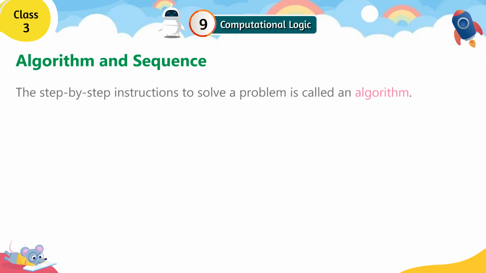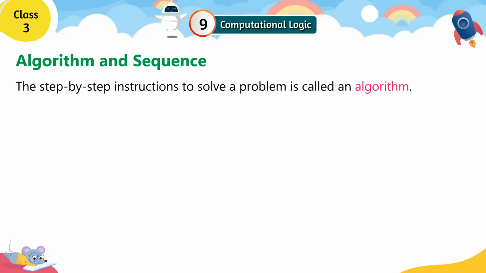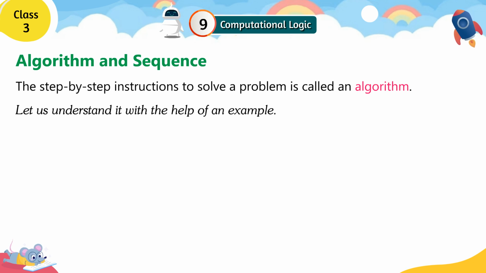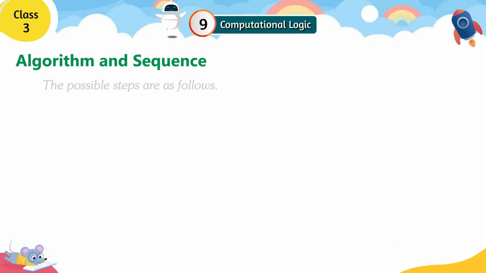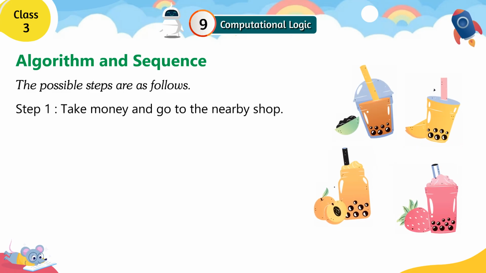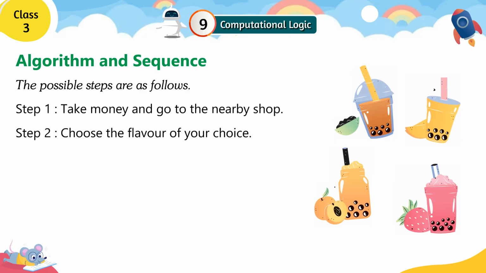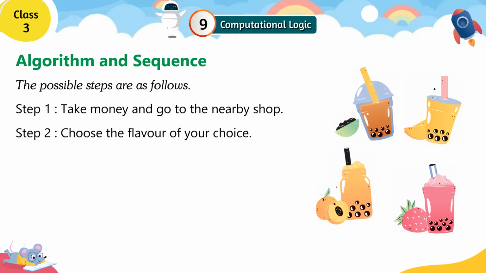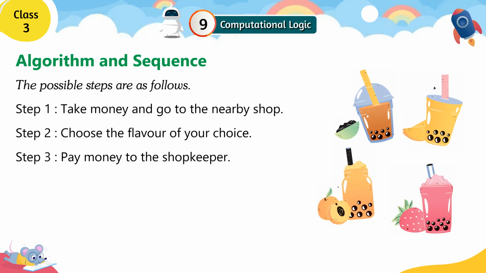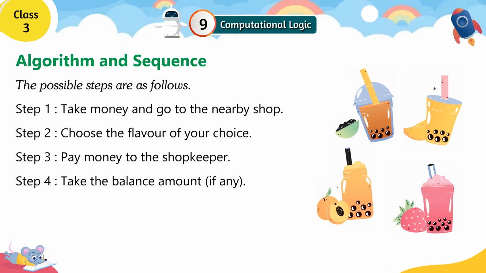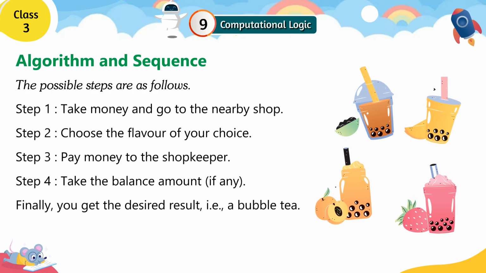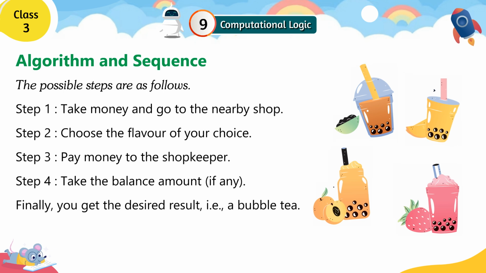Algorithm and sequence. The step-by-step instructions to solve a problem is called an algorithm. Let us understand it with the help of an example. What steps would you follow to buy a bubble tea? The possible steps are as follows. Step 1. Take money and go to the nearby shop. Step 2. Choose the flavor of your choice. Step 3. Pay money to the shopkeeper. Step 4. Take the balance amount, if any. Finally, you get the desired result, i.e., a bubble tea.